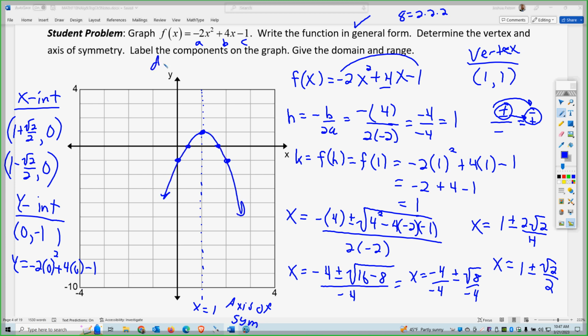Okay, so domain and range. So all quadratic functions go forever left and forever right. This one goes up to 1, right? And then down forever. Okay, that is the end of part 2.